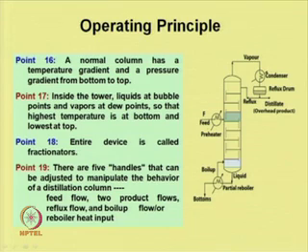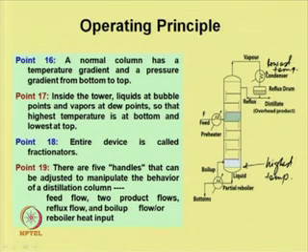So, in the column in normal operations it has a temperature and pressure gradient throughout the column from bottom to top. Inside the tower, liquids are at their bubble points and vapor at its dew points. So, the highest temperature is at the bottom and the lowest temperature is at the top.